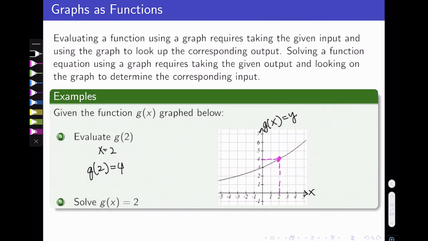Alternatively, in part B, I want to find x where g of x equals 2. So I'm solving for x when g of x equals 2. That tells me to go to 2 on the y-axis, and I'll go to the left because that's where the graph exists until I hit the graph, and then I'll go down and see that g of x equals 2 when x equals -3.